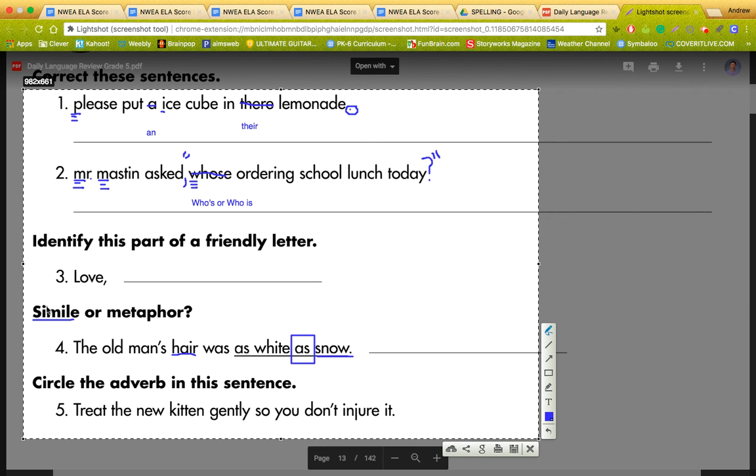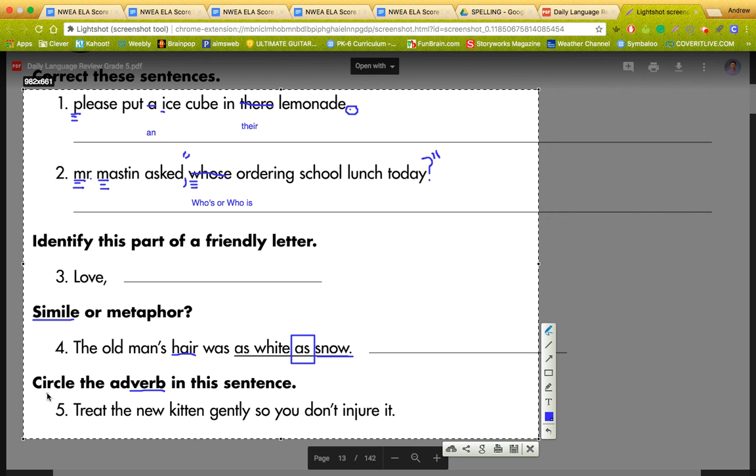Circle the adverb in this sentence. The adverb, well, the adverb is the word that describes, guess what? The verb. You can see the word verb in adverb. Adverbs describe verbs. Treat the new kitten gently so you don't injure it. Well, this is a command. Treat the new kitten gently. They're talking directly to you. So technically, the subject is you. They're saying you, treat the new kitten gently.